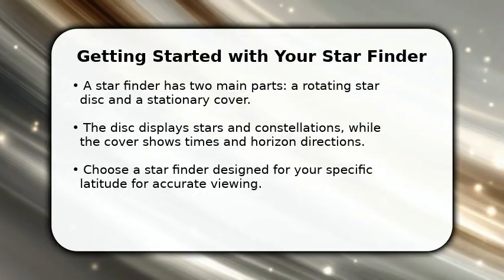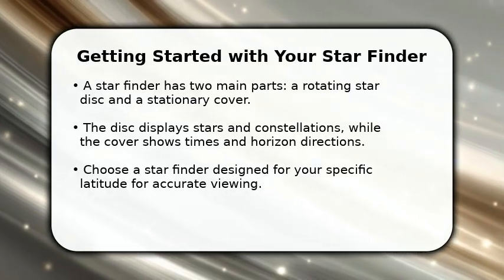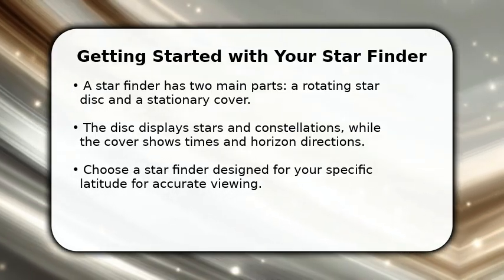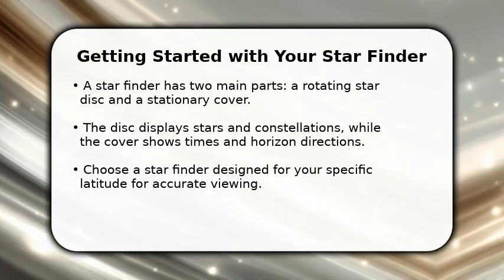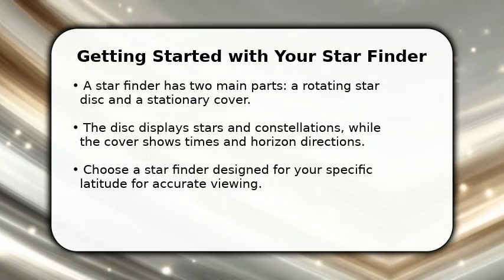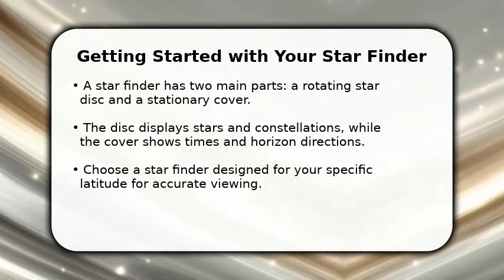In this video, I will explain how to use a star finder. First, familiarize yourself with its components. You'll notice a circular disc, which rotates, and an outer cover with an oval cutout. The disc shows stars and constellations, while the cover displays times and compass directions like north, south, east, and west.